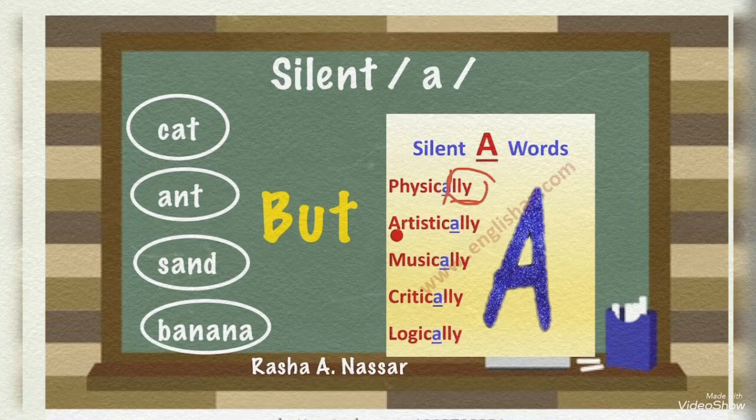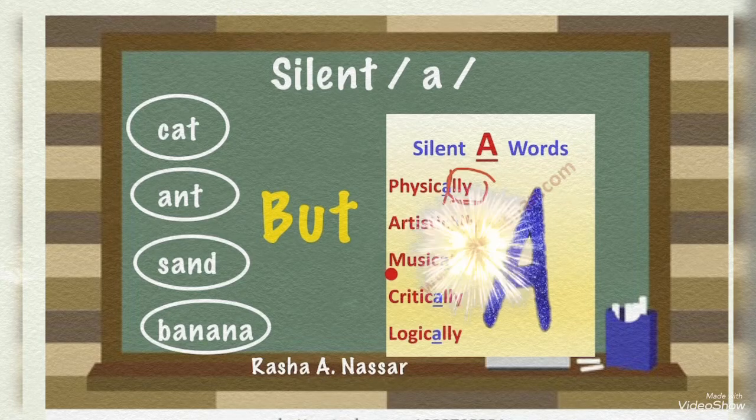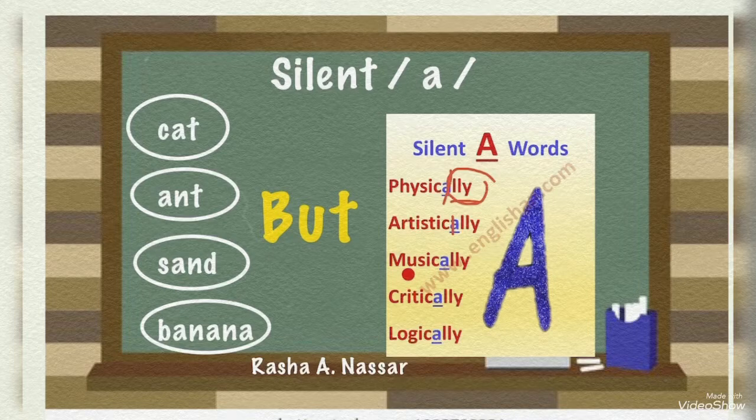Artistically. Can I read it with the A? No, I will delete letter A and get rid of it. The next word is musically. Can I read it with the A? No, I will not read it. Why? Because here A is a silent letter. I will see it, but it doesn't have a sound. So here it will be musically.